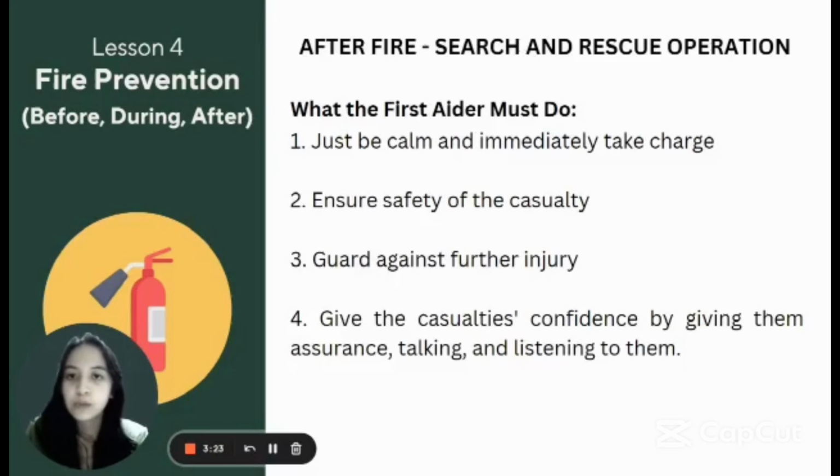So, what must the first aider do? So, they must be calm and immediately take charge. Second, they must ensure safety of the casualty. Third, guard against further injury. So, bantayan nila ang mga tao na affected sa sunog. And fourth, give the casualties confidence by giving them assurance, talking, and listening to them.